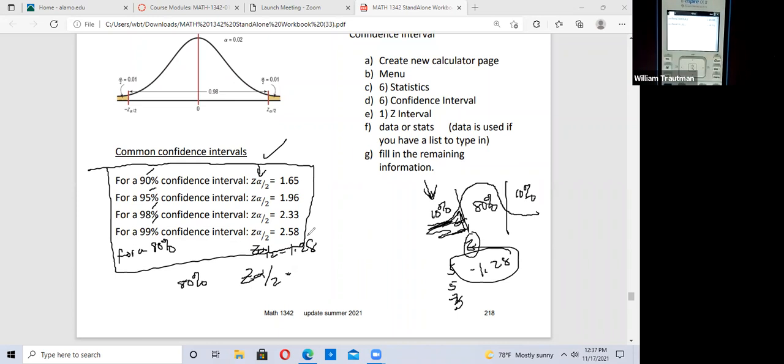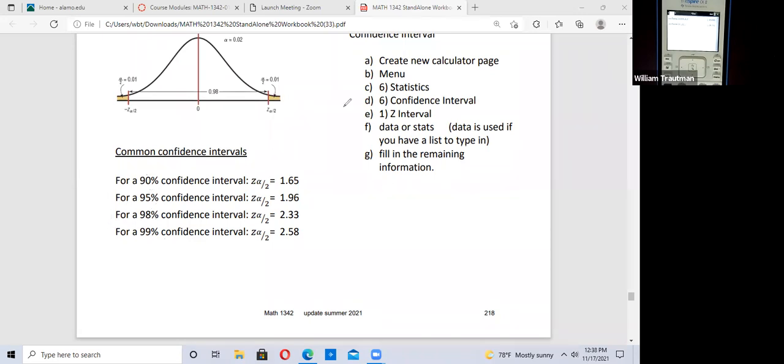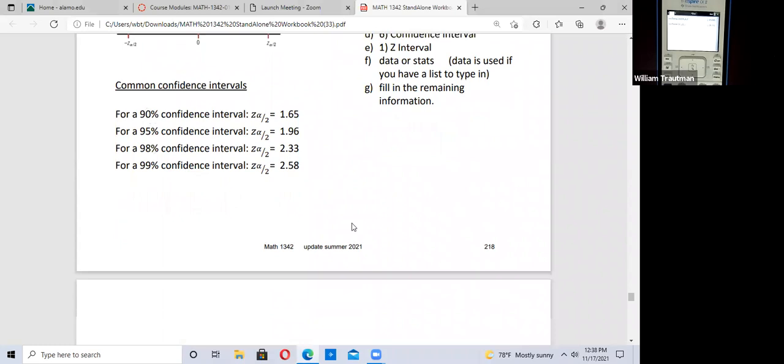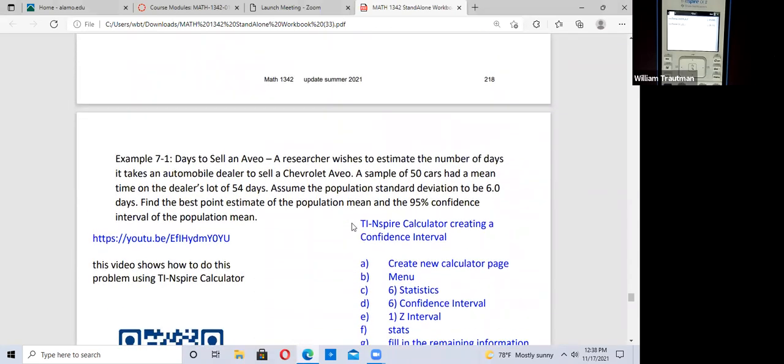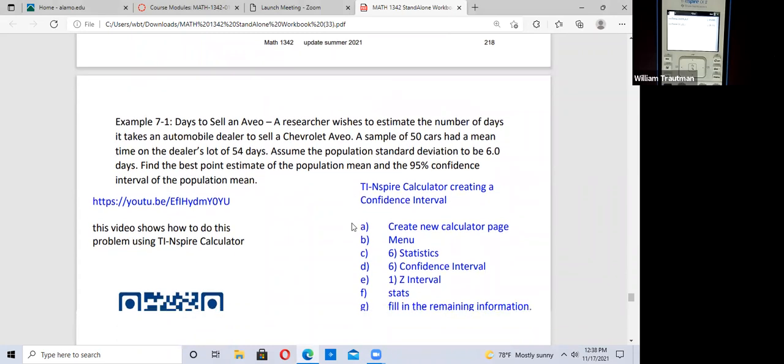Okay, so you have to be able to do that because they don't always give you the correct alpha over 2. These are the most common ones used, but just in case on a test, they give you one that's not common.